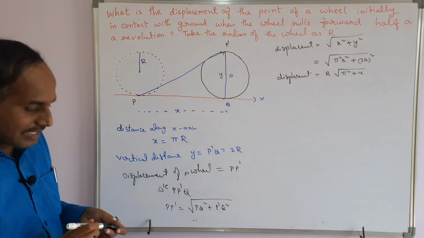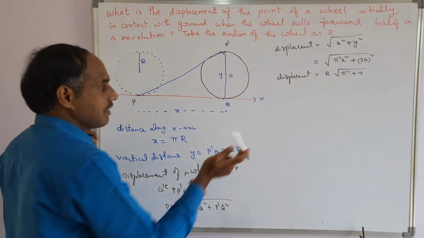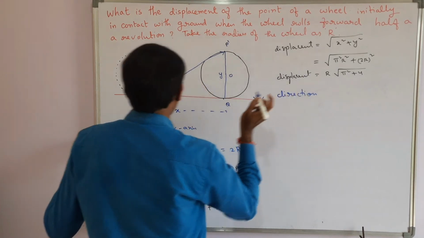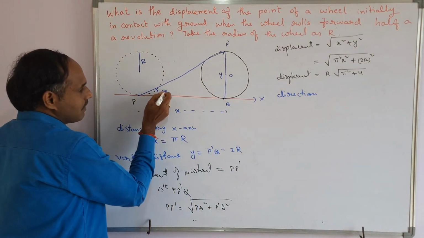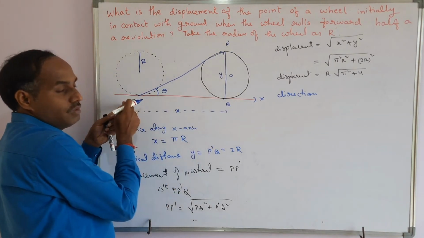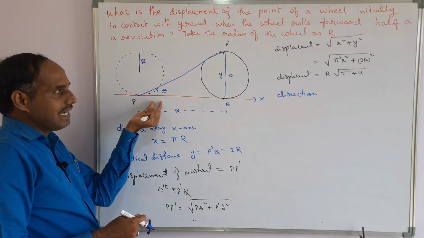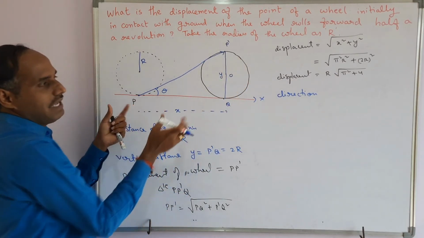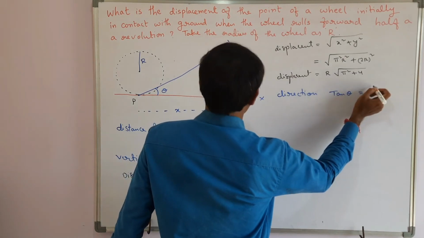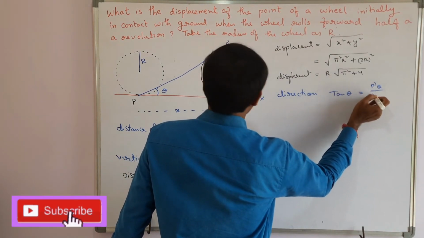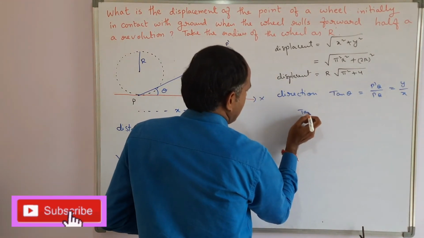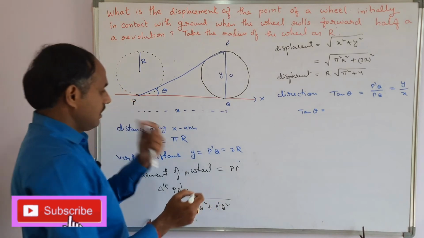And if they are asking what should be the direction of the displacement, to know the direction, the angle made by this displacement with the x-axis gives the direction. So to find this, again P dash Q is the right angle triangle. For this tan theta is equal to opposite side by adjacent side. So can I write tan theta is equal to P dash Q upon PQ, which gives y by x.